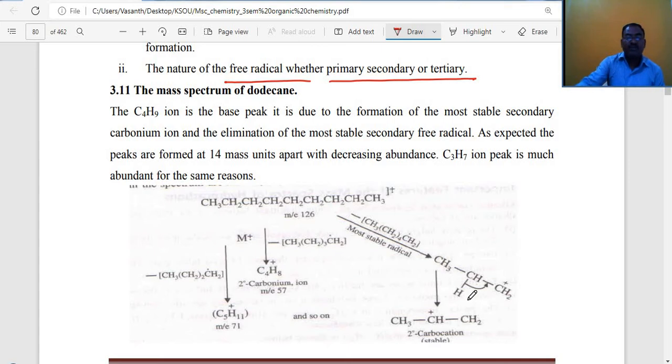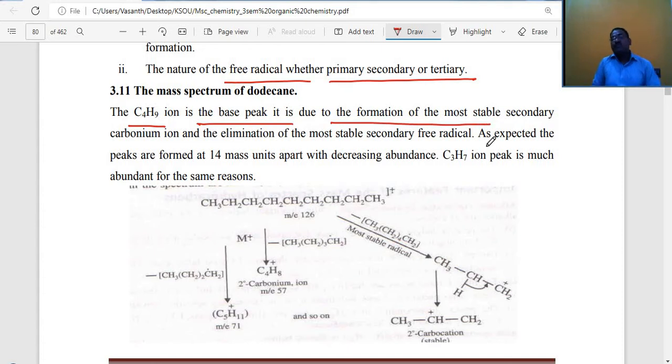The mass spectrum of dodecane. Here, the C4H9 is the base peak due to the formation of the most stable secondary carbocation.